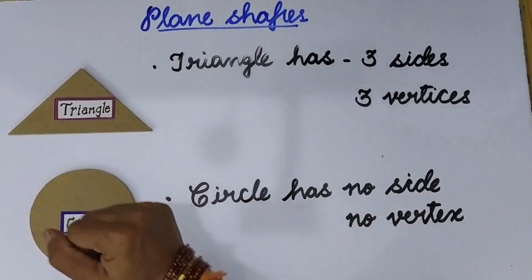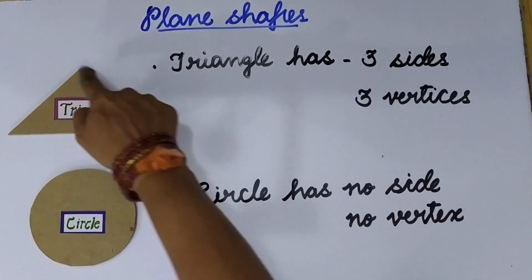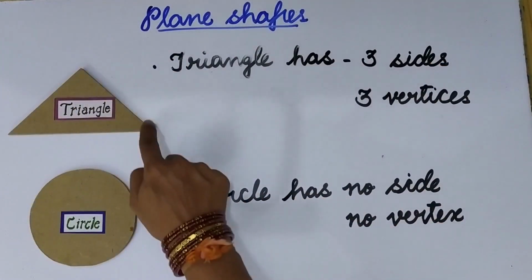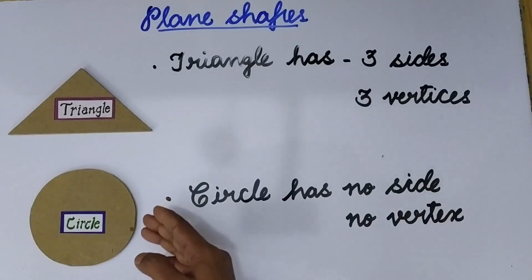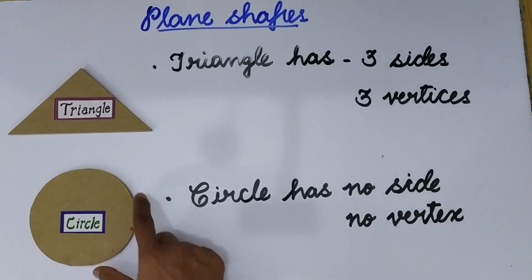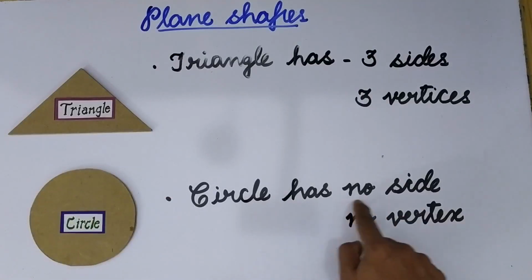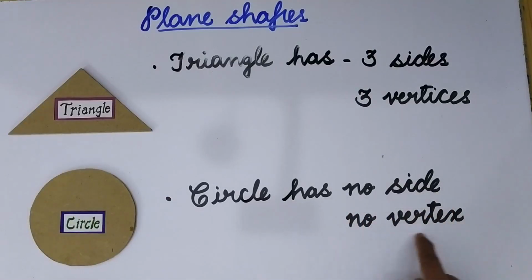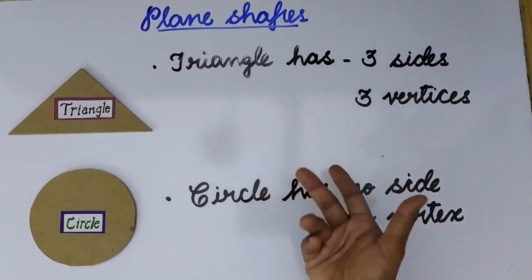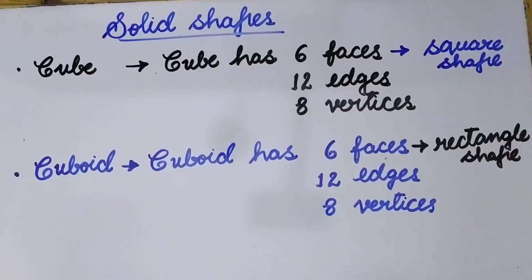Here we have a triangle. A triangle has 3 sides and 3 vertices. And a circle. A circle has no side. It's a circular shape and it is not having any side, and even a circle has no vertex.